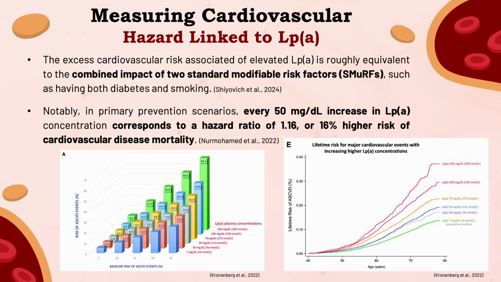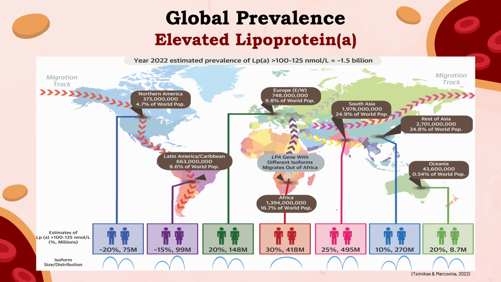The right side shows lifetime event risk increases dramatically with higher lipoprotein(a), especially for those above 150 mg per deciliter and at the later end of their lifespan. This slide shows the global prevalence of elevated Lp(a), defined here as levels above 100 to 125 nanomoles per liter in 2022. Worldwide, about 1.5 billion people are affected, but the burden isn't evenly spread.